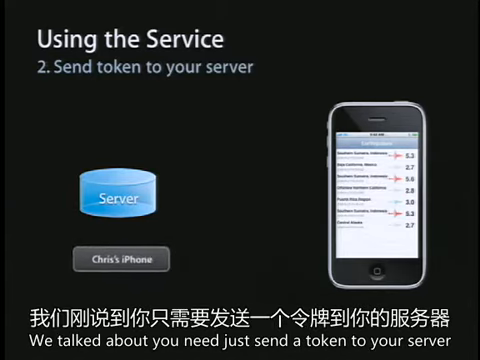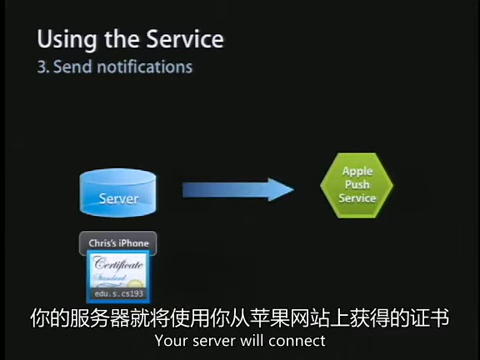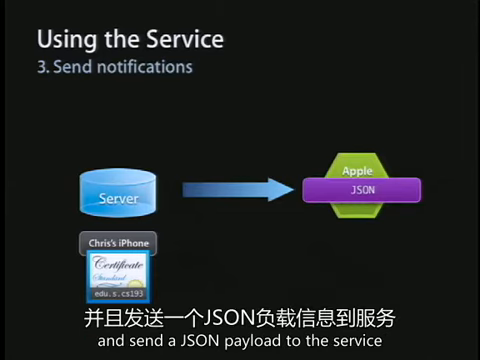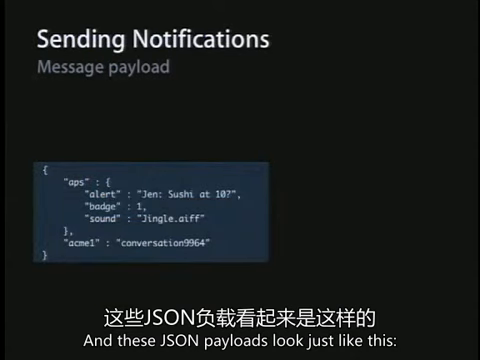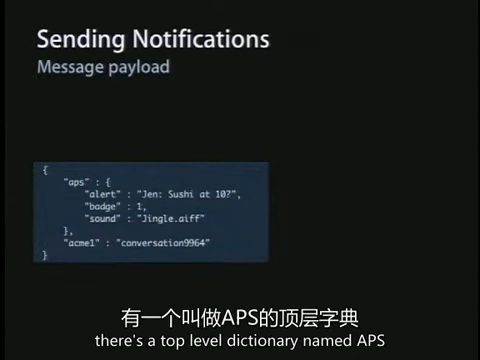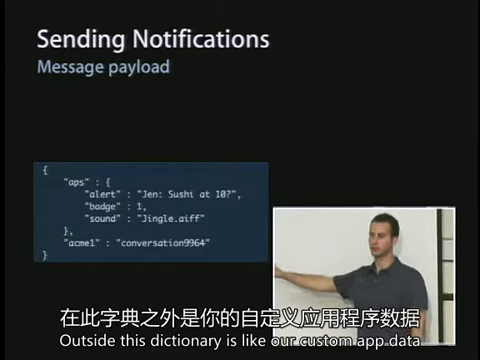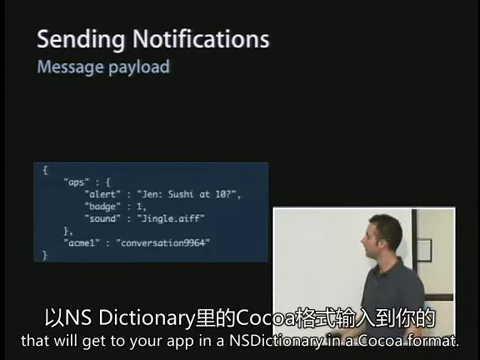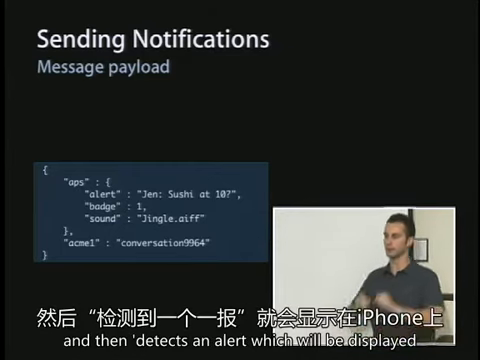So we talked about you need to send the token to your server so it can send notifications with the token. Your server will connect to Apple services using the cert you got off the Apple website and send a JSON payload to the service, which is forwarded to the iPhone. And these JSON payloads look just like this. There's a top-level dictionary named aps, which is reserved for iPhone UI keys. Outside this dictionary is like your custom app data that will get to your app in an NSDictionary in a Cocoa format. Inside the aps dictionary, you can say alert and then the text of an alert, which will be displayed in the iPhone.